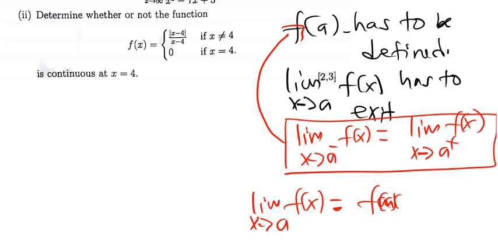Let me repeat myself. For you to conclude that the function is continuous at a certain point, you do this. f of a has to be defined. It has to make sense. Two, the limit as x is approaching a of f of x has to exist. What do we mean? It has got two subpoints. The limit as x is approaching a from the left side of f of x should be equal to the limit as x is approaching a from the right side of f of x. Then you say this is equal to that. Therefore, the function is continuous at that point.